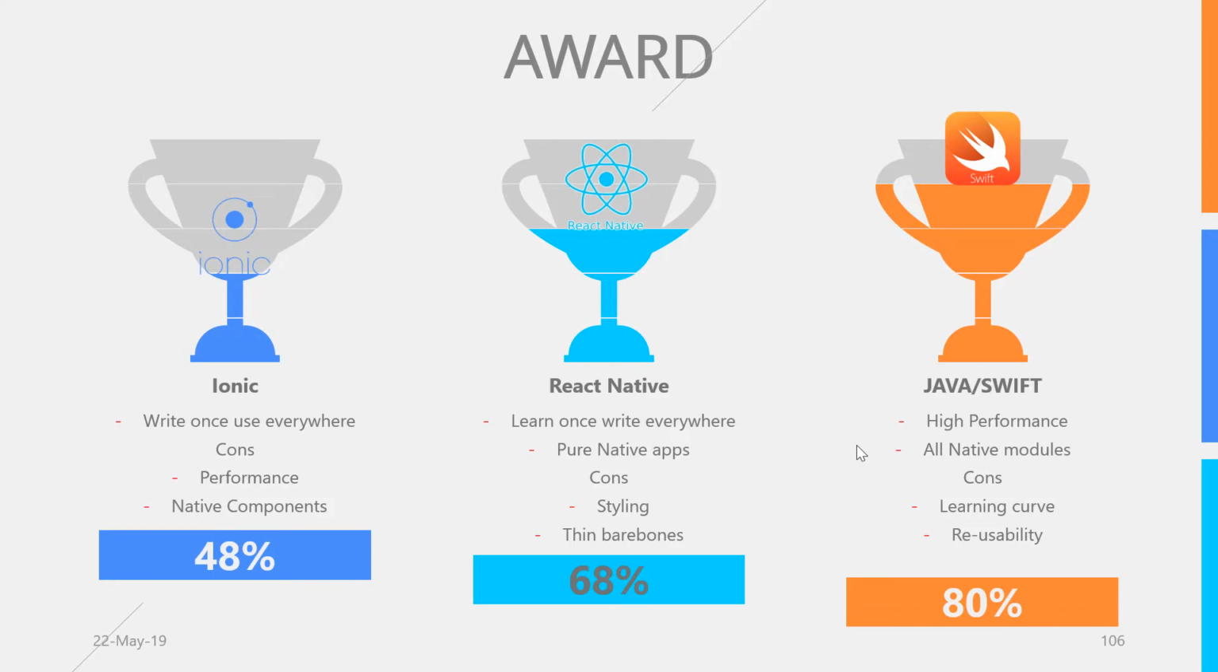But I still believe that Java and Swift take the award of the day at about 80% on average, because they have high performance and all native modules. That access is good. The cons, the learning curve. I was joking the other day when somebody asked me what my career goals are, and I told them one of my career goals is to never write Android ever in my life.